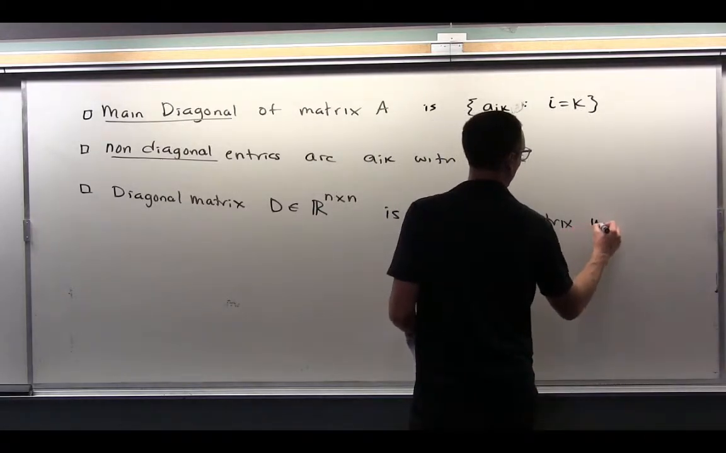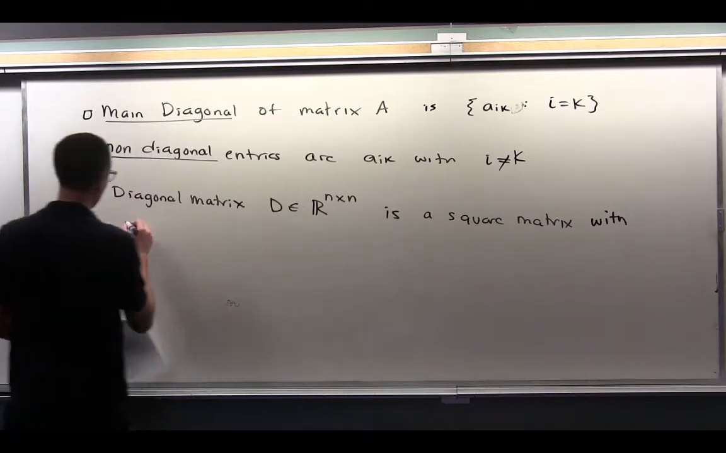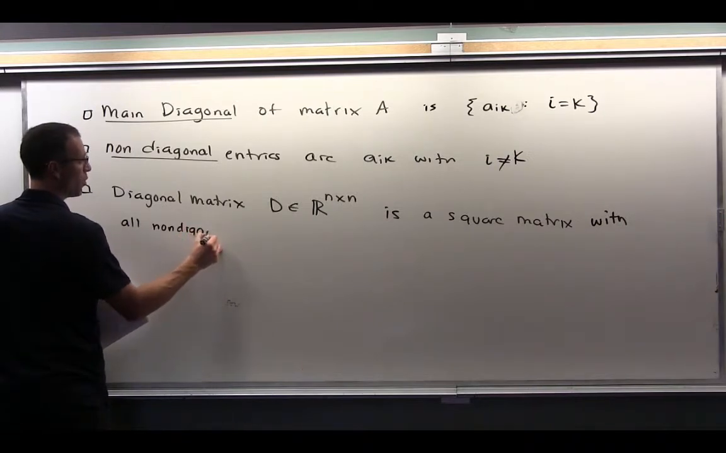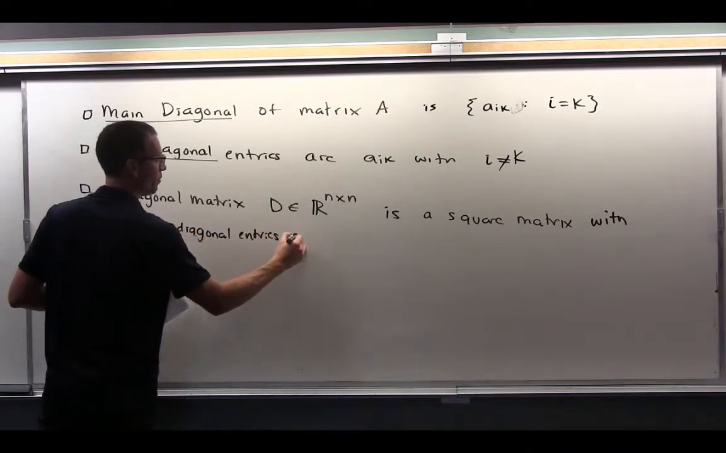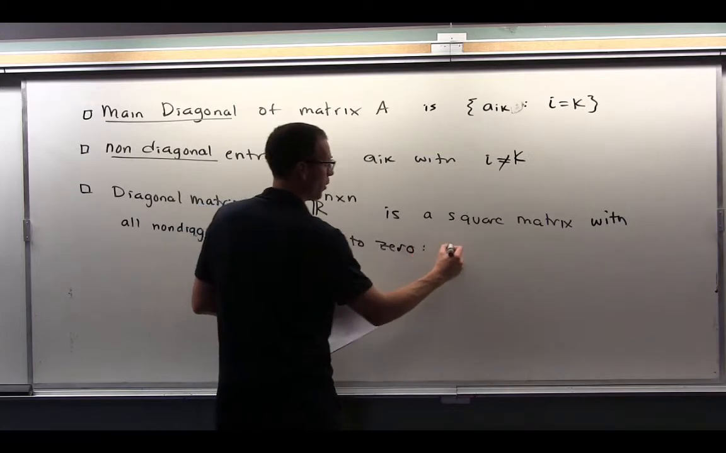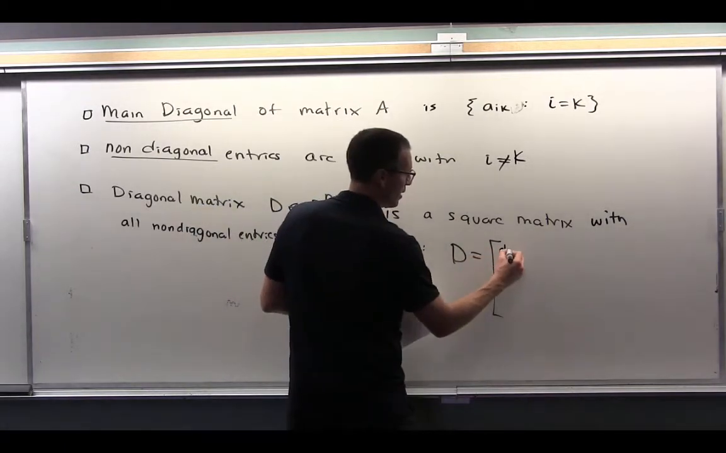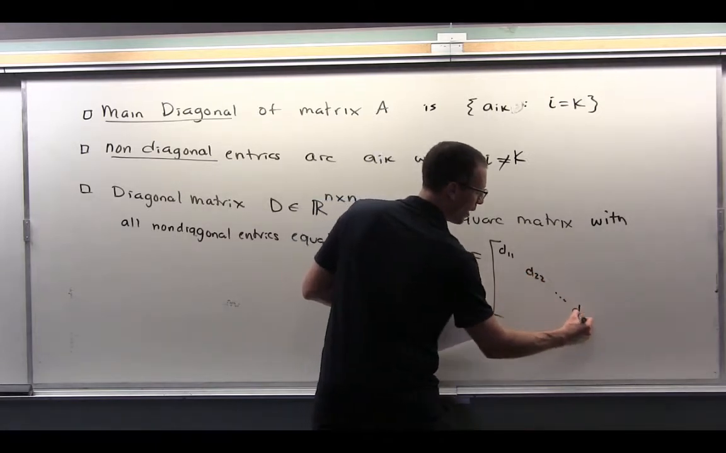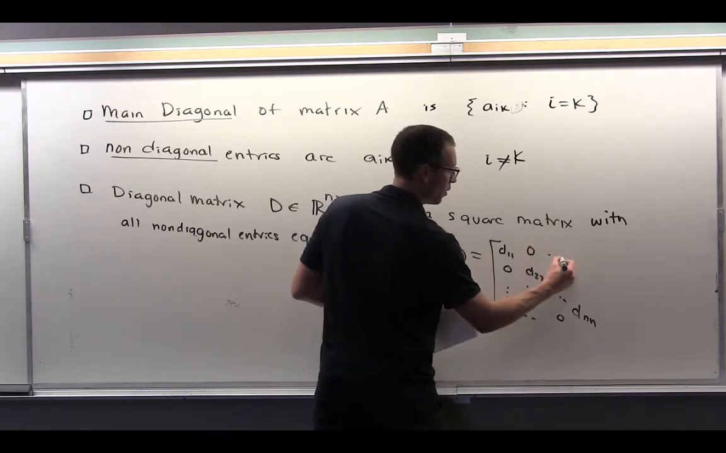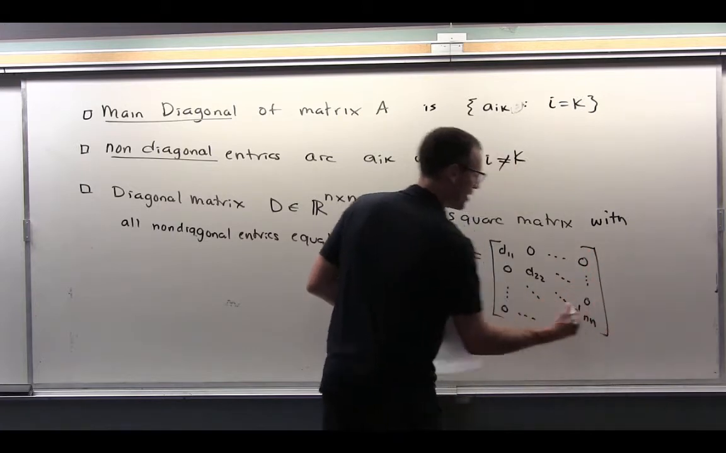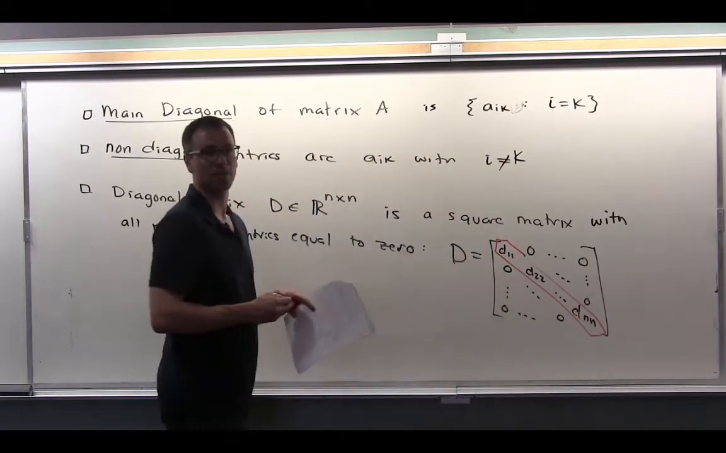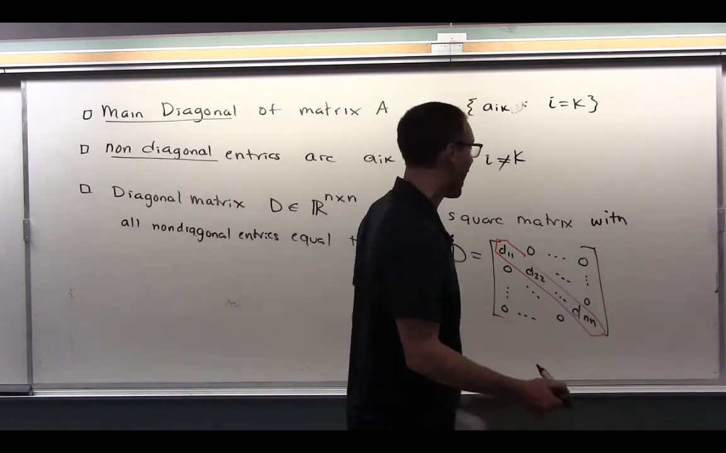Zero is non-diagonal, with all non-diagonal entries equal to what? The way we write this is D, with d_11, d_22, all the way down to d_nn. What do we know about every single other entry of that matrix? All zeros. Why might we term it a diagonal matrix? What's the only thing that shows up that's non-zero? The main diagonal.